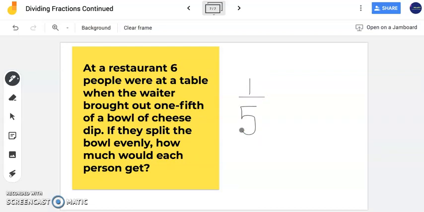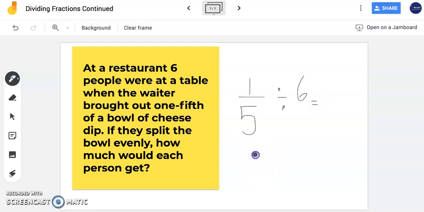So imagine if you were at a dinner table and you only have 1/5 of that cheese bowl left, but all 6 people around the table want a little piece and everyone wants an equal piece. Well, now you want to determine how much is everyone getting of that cheese dip. So notice you're starting with 1/5 as your whole. That's all the cheese dip you have left. And now you're dividing that by 6 because each person wants an equal piece of that cheese dip.